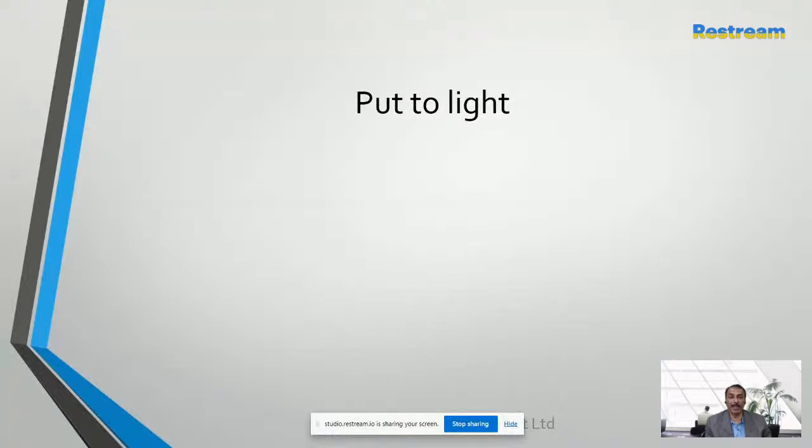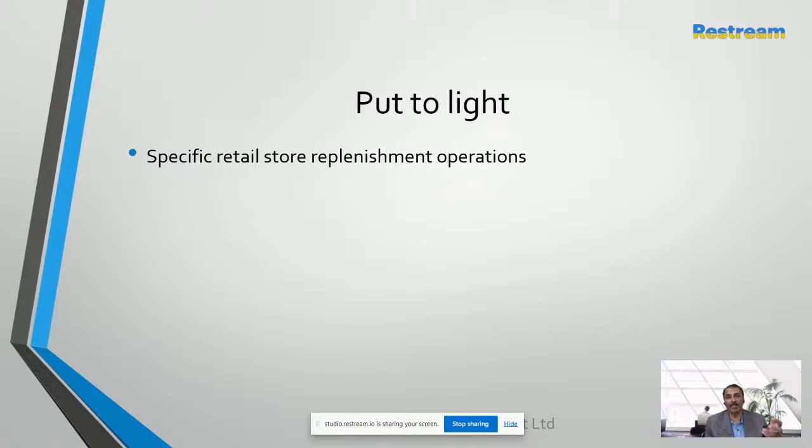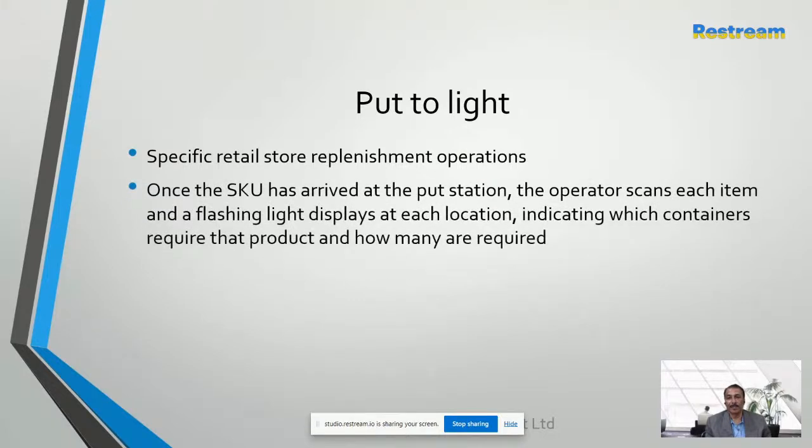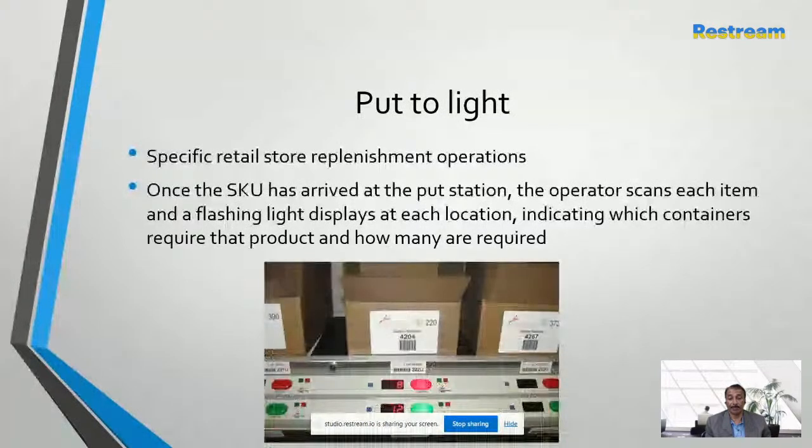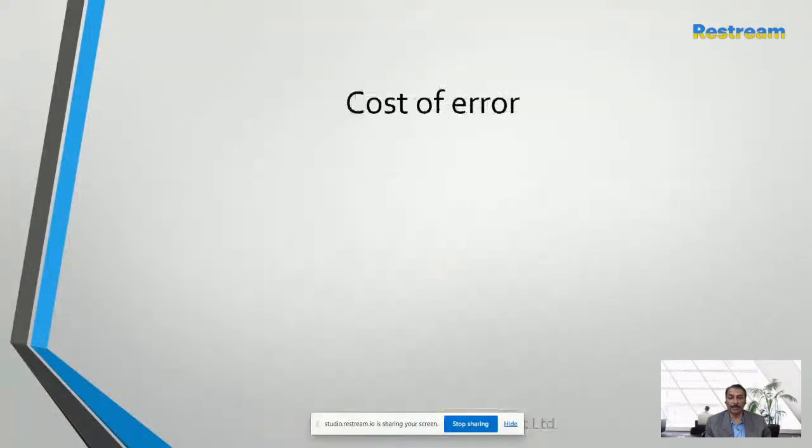Next one is put to light. Here it is specific to retail store replenishment operation, not the picking, replenishment. It is opposite to picking. Once the SKU has arrived at the put location, the operator scans each item and a flashing light displays at each location indicating which containers require that product and how many are required. So it is simply opposite to pick to light, and the wording we are using is put to light. So you can see a sample in the image shown here.